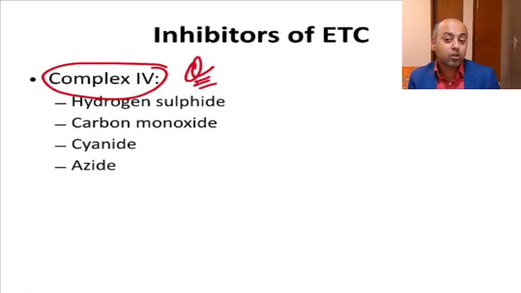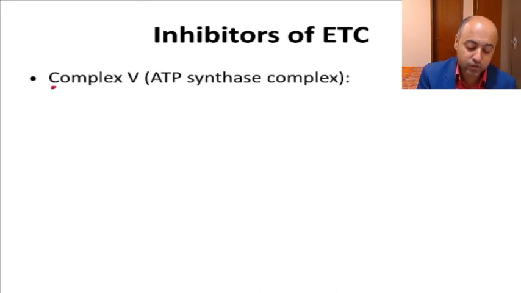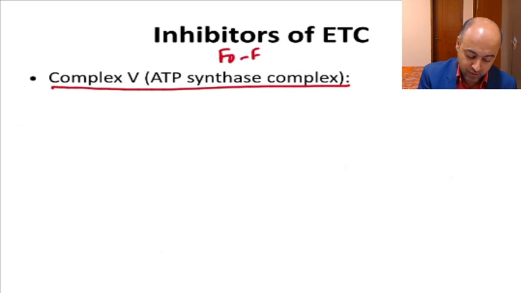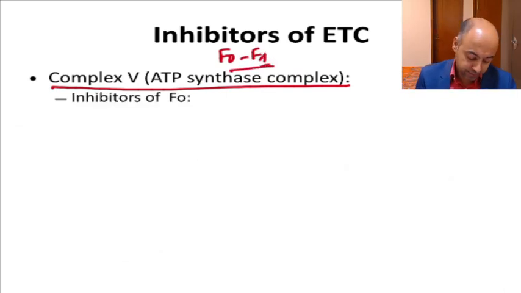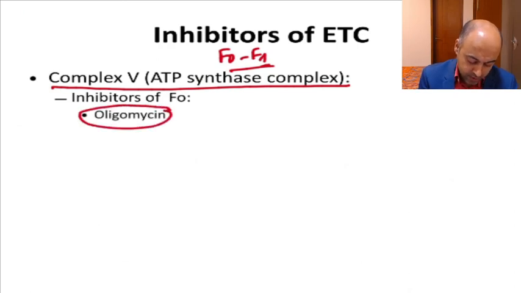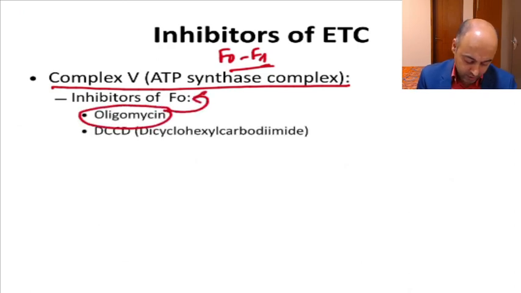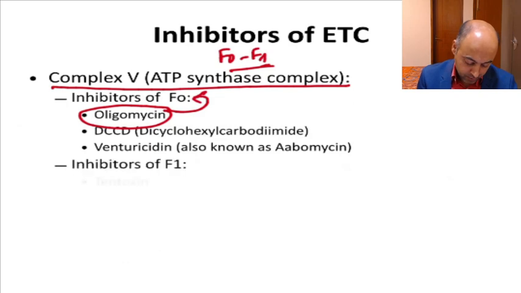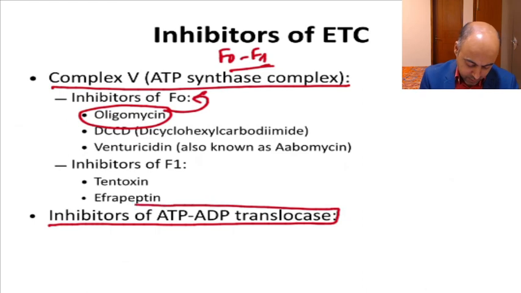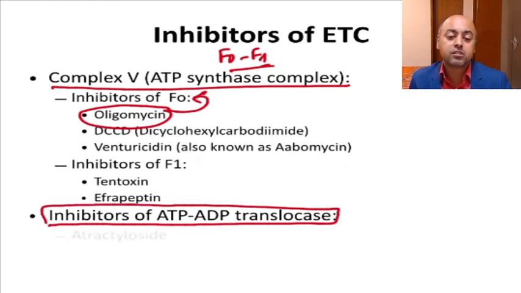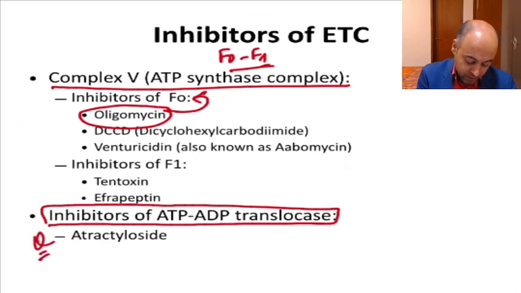You can also get the question on inhibitors of complex 5. We told you complex 5 is the ATP synthase complex, also known as the F0 F1 complex, right? Here oligomycin is the inhibitor of the F0 subunit. Another inhibitor you need to know is for the ATP-ADP translocase. The answer in this case is atractyloside. This question has been asked a few times. You should know these points.